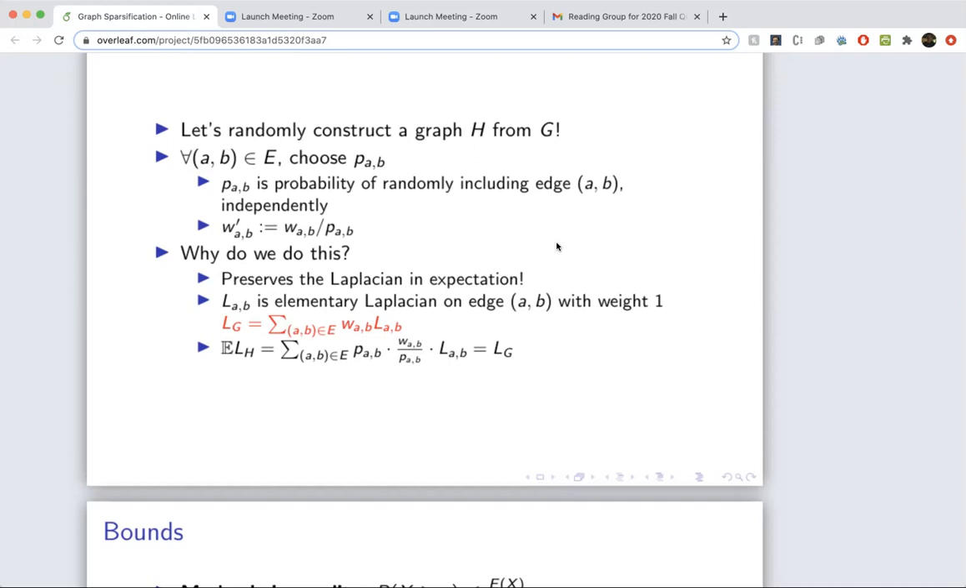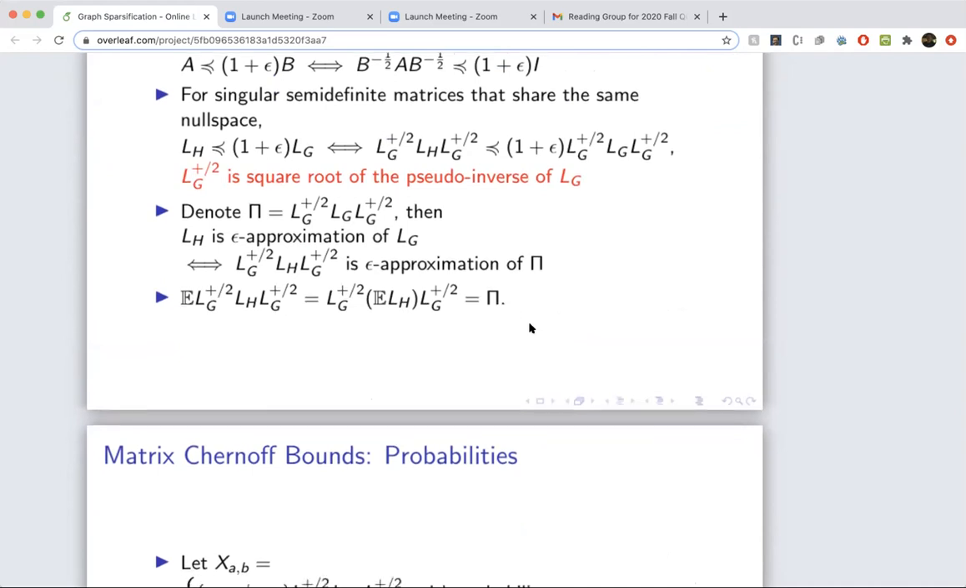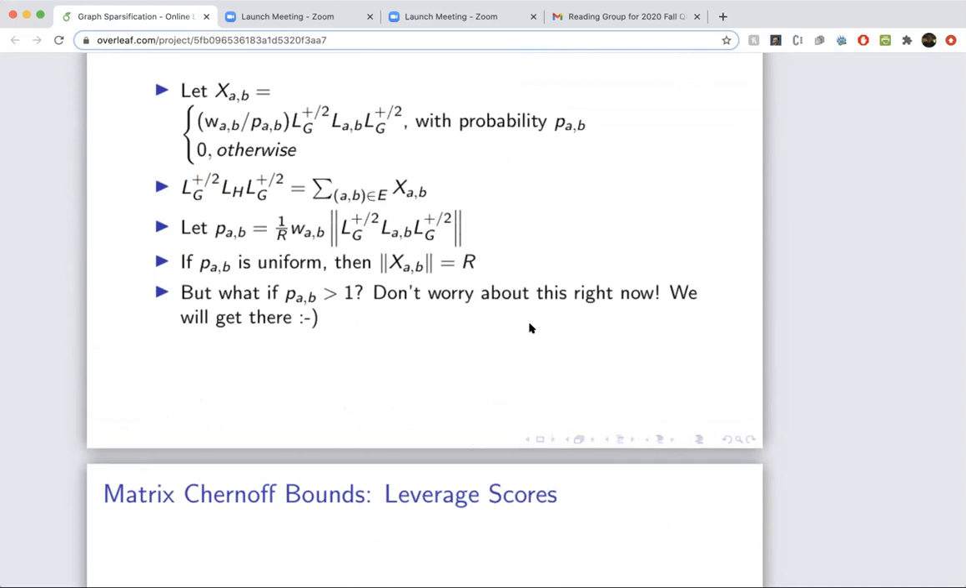Okay, I see. So G is the original input graph that is given to us. And then by randomly dropping some of the edges and multiplying with this P, now we got a randomized version of G, which is H. And now the claim is that the expectation of that randomization process is the same as the original LG. Yes, exactly. That's the claim. Oh, okay. I think I got it. Thank you. Yeah, please feel free to interrupt at any point.